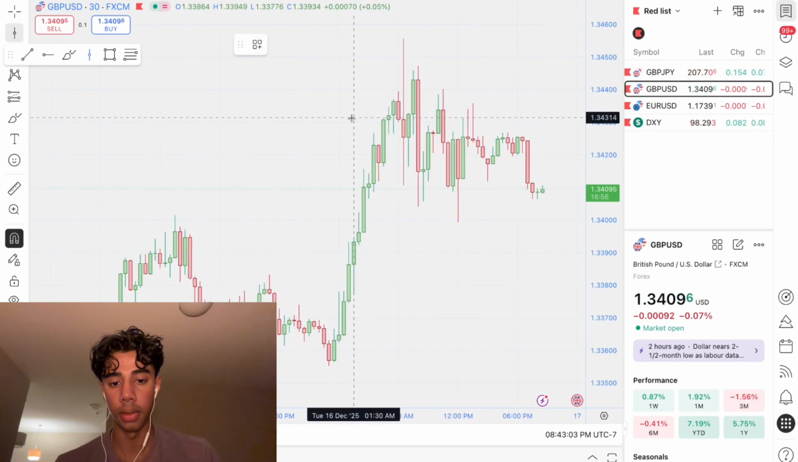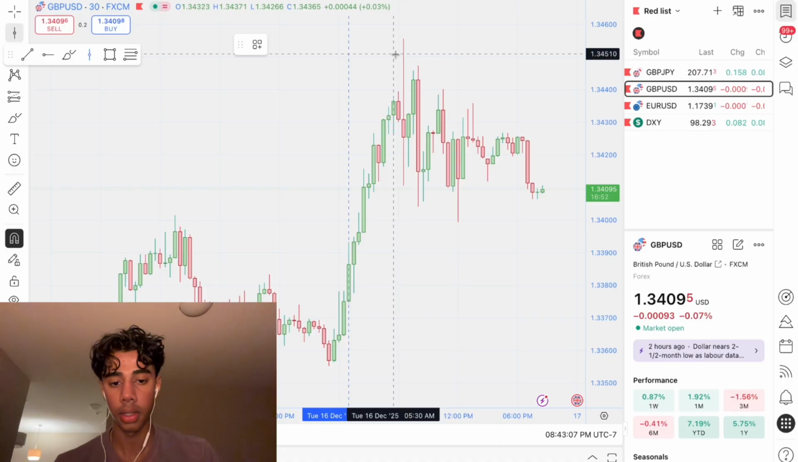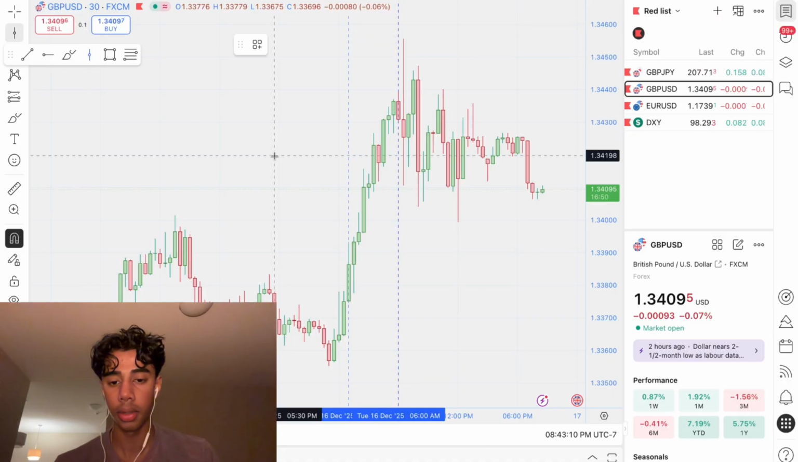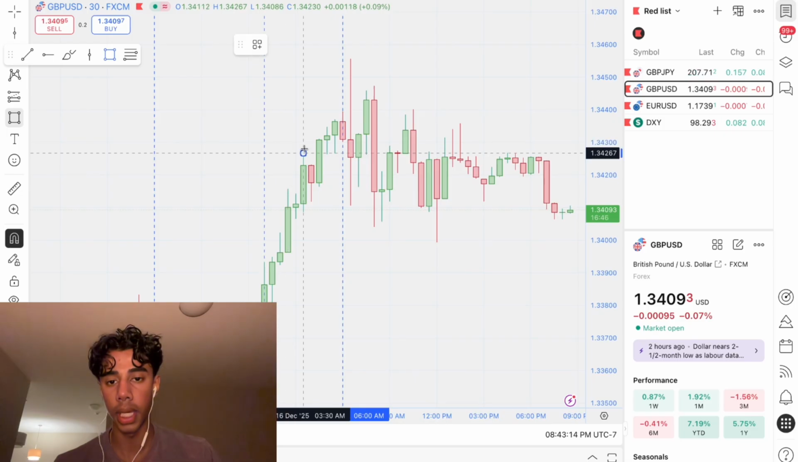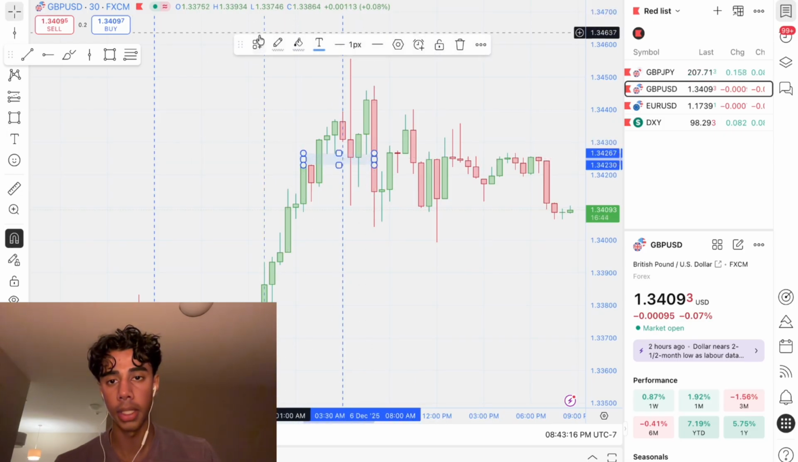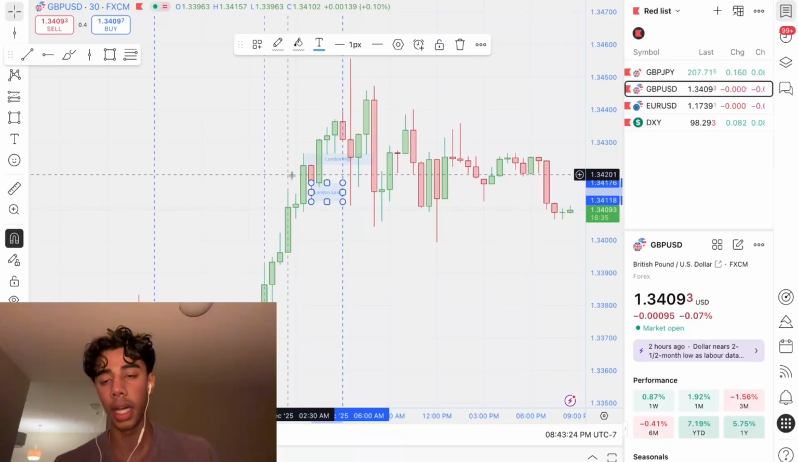Let's see here. So we got London, New York, and Asian. Here you can see we have the London highs based on the 30-minute, and then we have London lows, which are right here. Again, pretty similar.